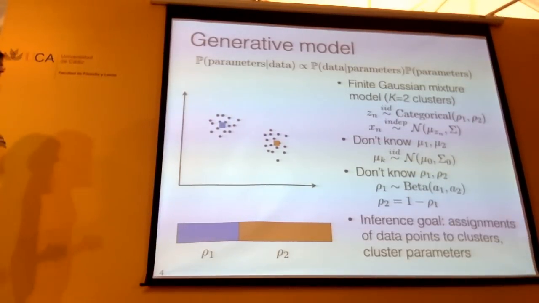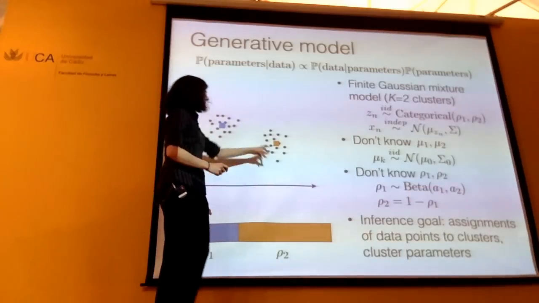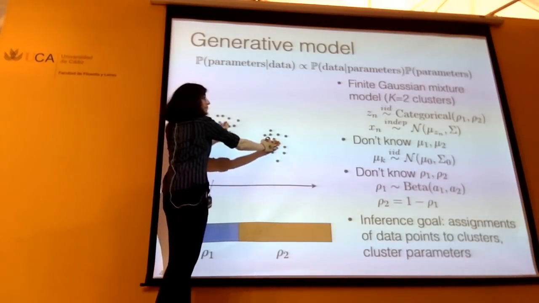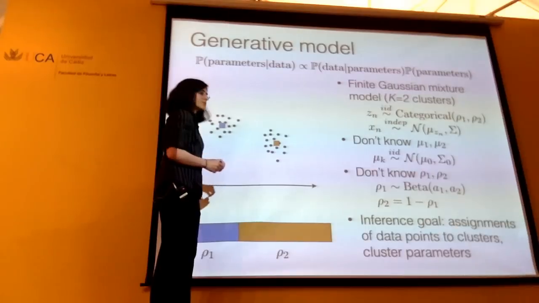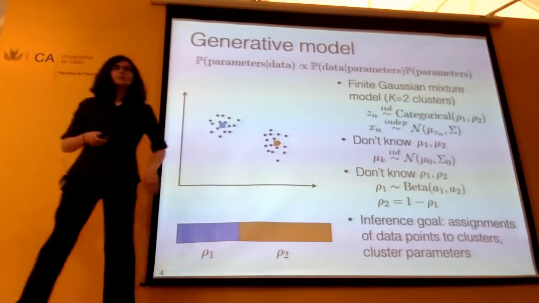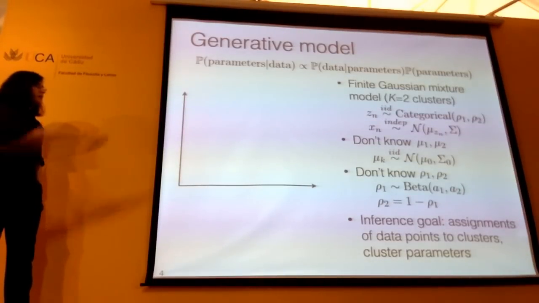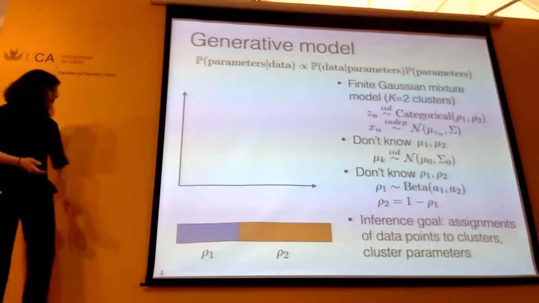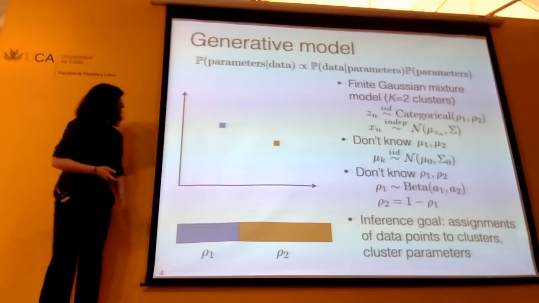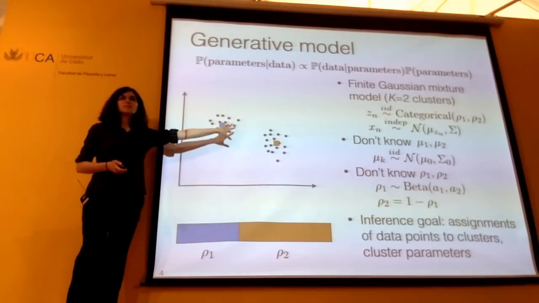So what this ends up looking like, and I'll just say quickly, our inference goal again is the assignment of data points to clusters. We want to know which data point is in each cluster, because originally we just see the data points. We don't see any of this other stuff. We have to infer it. And we want to know the cluster parameters, like the means of the clusters. And so the generative model here, if I started from the beginning and ran through it, would look like so. I would first generate my proportions of data points in each cluster. I would generate the cluster means, and then I would generate the data around the cluster means.